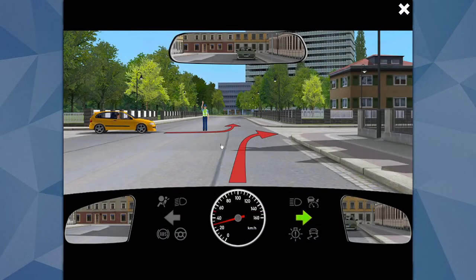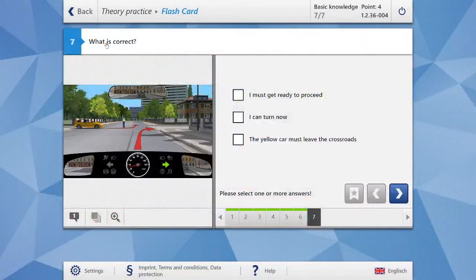Again, you can zoom. You can clearly see that the police officer is directing towards you and asking you to stop. Now, what is correct? I must get ready to proceed. Yes, you must be ready to proceed, based on further signs from the traffic police. I can turn now? No, right? The yellow car must leave the crossroads? Yes. That should be our answer, and that's correct.